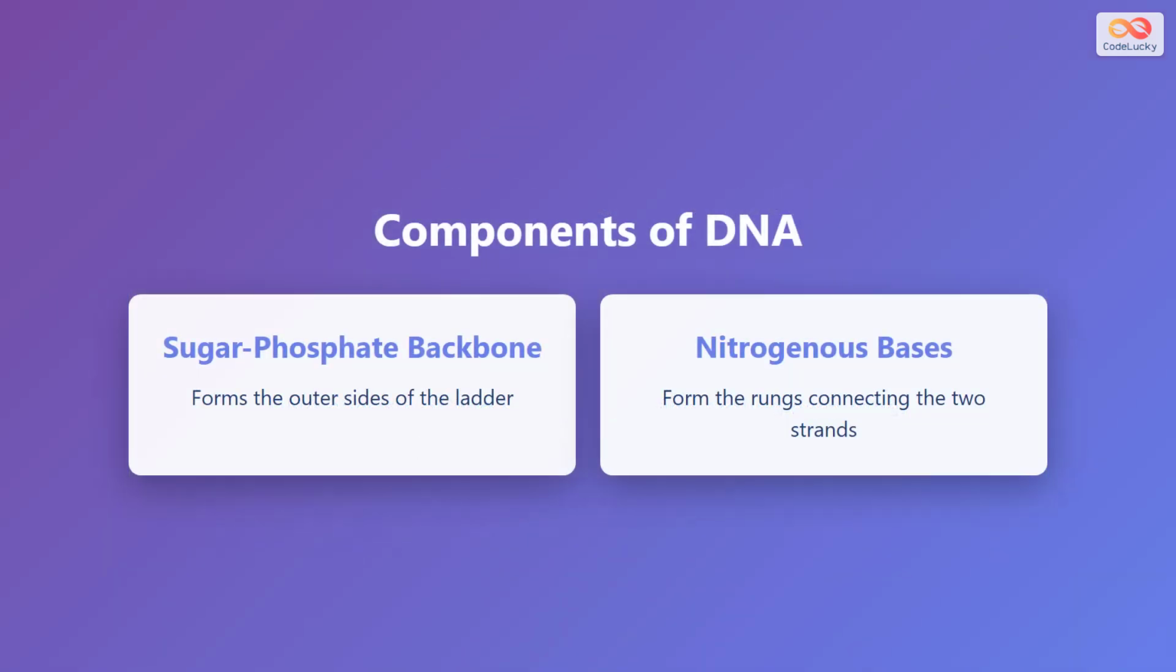DNA has two main structural components. First, there's the sugar-phosphate backbone, which forms the outer framework or sides of the ladder. This backbone is made of alternating sugar molecules called deoxyribose and phosphate groups, providing stability to the entire structure. Second, we have the nitrogenous bases, which form the rungs or steps of the ladder. These bases connect the two strands together and carry the actual genetic code.